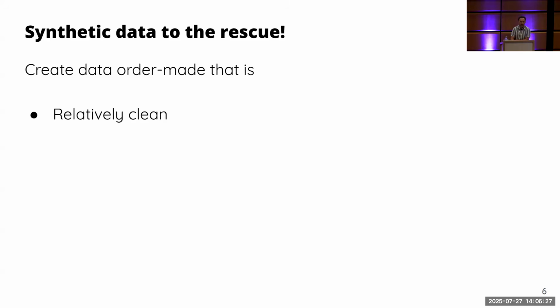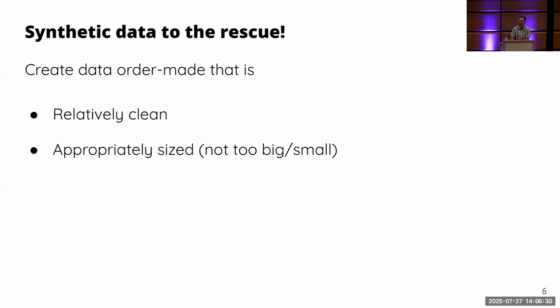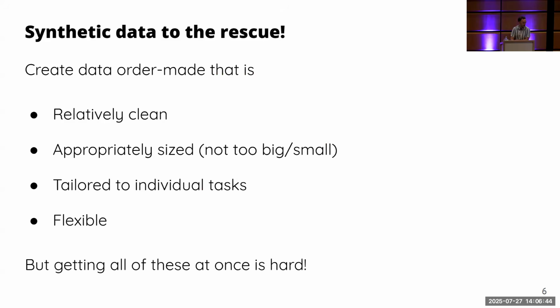So synthetic data to the rescue. That's what we're going to talk about today. We want to create data made to order that is relatively clean, appropriately sized, not too big and also not too small, and tailored to individual tasks that we care about. Also flexible in some ways, so maybe not requiring a huge amount of manual engineering in order to make it work. But the problem is getting all of these at once is hard. So it's still, at this point in 2025, more of an art than a science, although we're making much better science, which we want to talk about today. And so it still requires a lot of finesse.